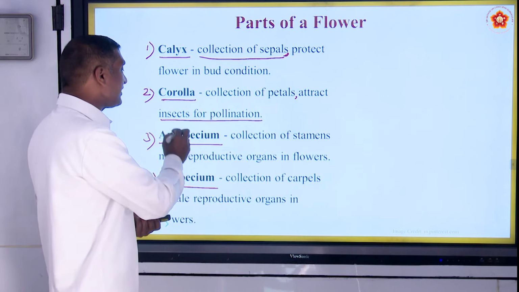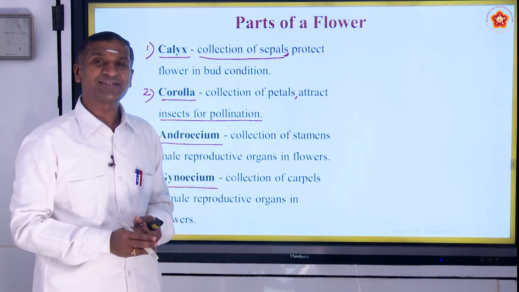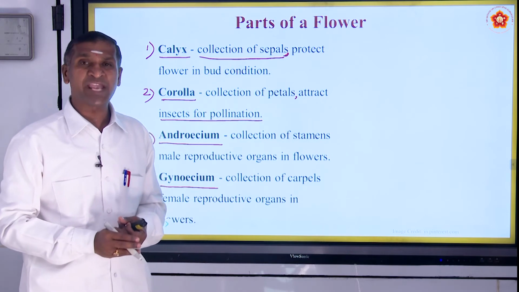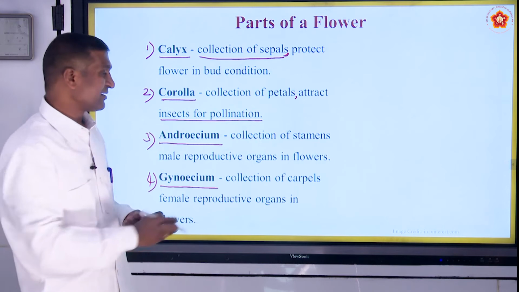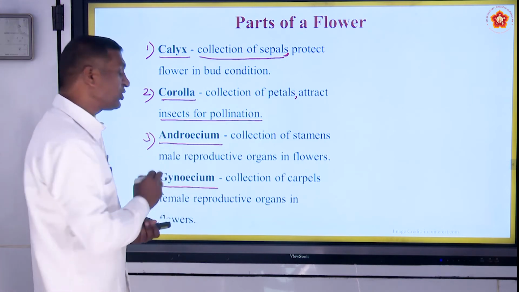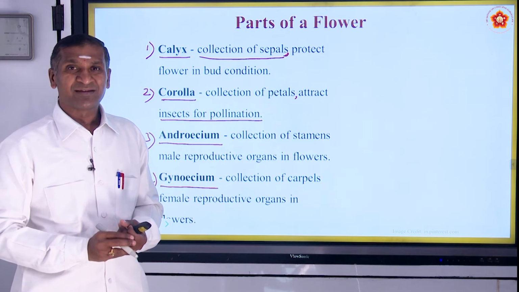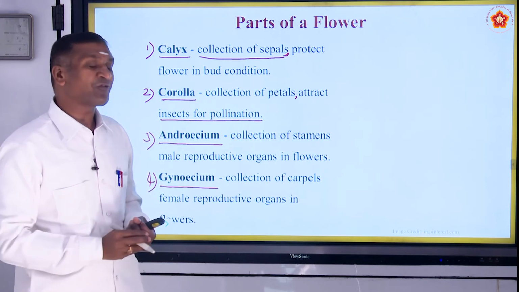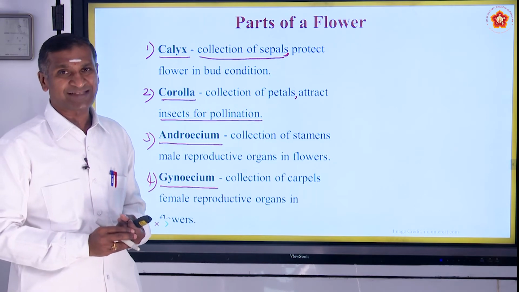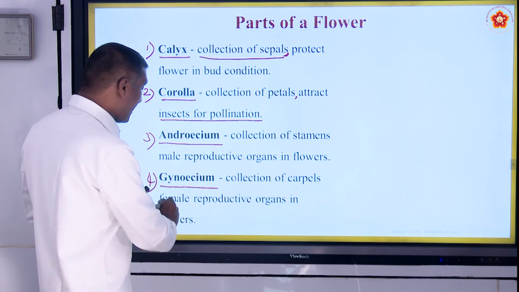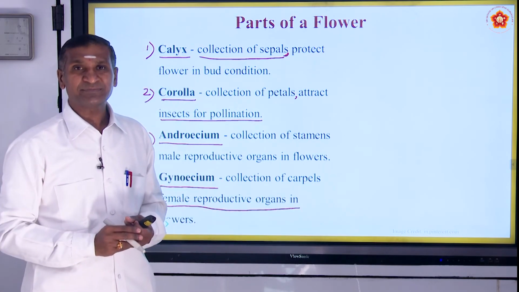The third one, androecium, collection of stamens, a male reproductive part in the flower. The fourth one, gynoecium, collection of carpels, or pistil also we will call it, female reproductive organs in the flower.